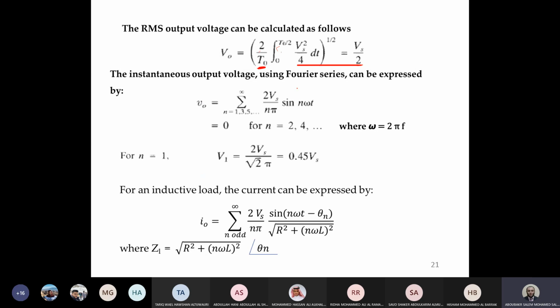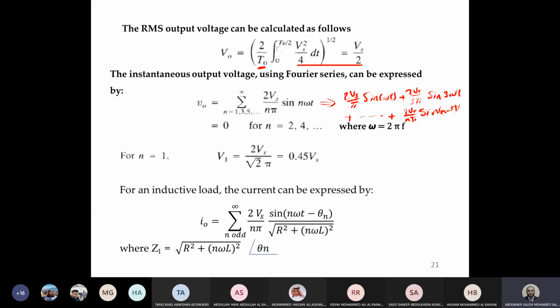So when we make a Fourier analysis for this waveform, Shabab, you will find that V out equals the summation from n equals 1, 3, 5 up to infinity of 2 Vs over n pi sine n omega t. Which means if you substitute in this relation at n equal 1, it will be 2 Vs over pi sine omega t plus its series. So we can continue: 2 Vs over 3 pi sine 3 omega t, and so on, plus 2 Vs over n pi sine n omega t.